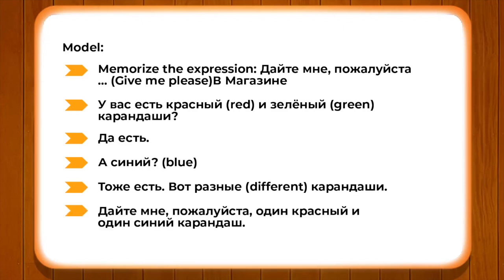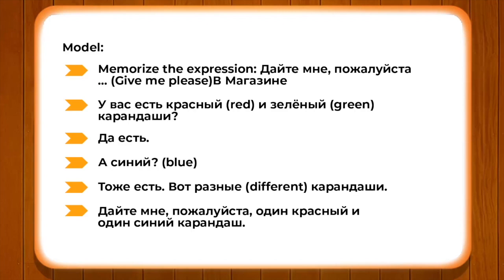Дайте мне, пожалуйста, один красный и один синий карандаш. Give me, please, one red and one blue pencil. So here you have seen we have used one and then the construction where we are using the adjective ending in красный and синий. So красный карандаш, синий карандаш.